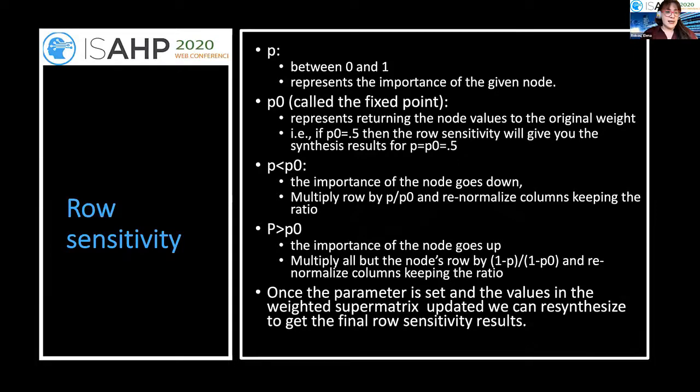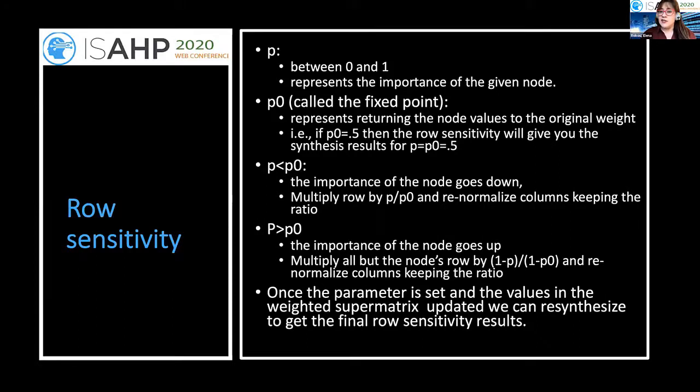But let's take a look at a very summarized view of row sensitivity. We have the value P that takes values from 0 to 1 and represents the importance of the given node, the node that we are trying to evaluate. P0, which we usually call the fixed point, is exactly the point where we get back our original values, the values that we get from the synthesis of the model. Pretty often, especially in Super Decisions, you see that by default, the P0 value is 0.5. That doesn't mean that we cannot change it to anything that we would like.